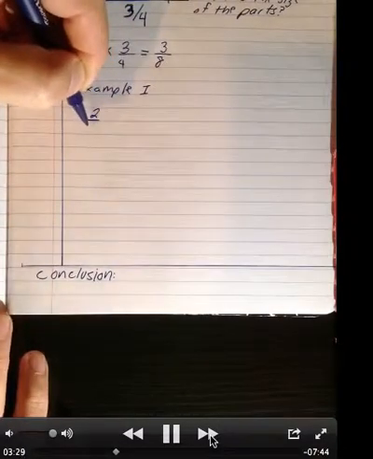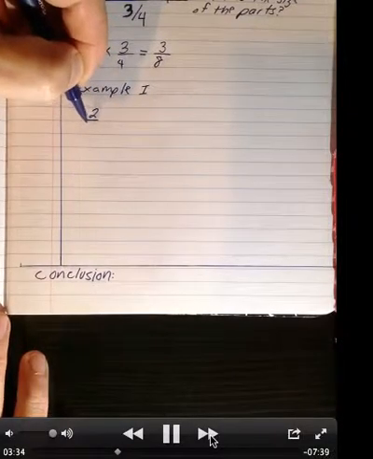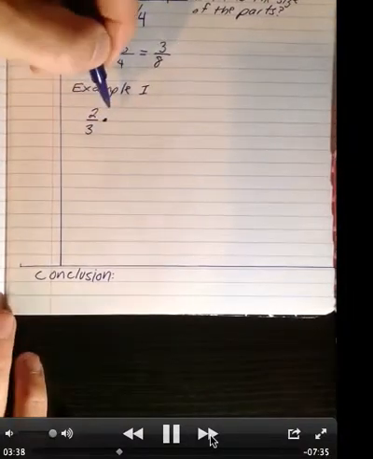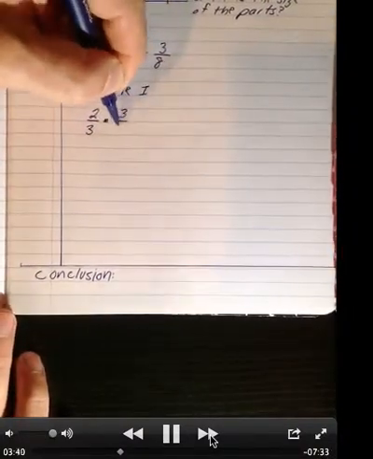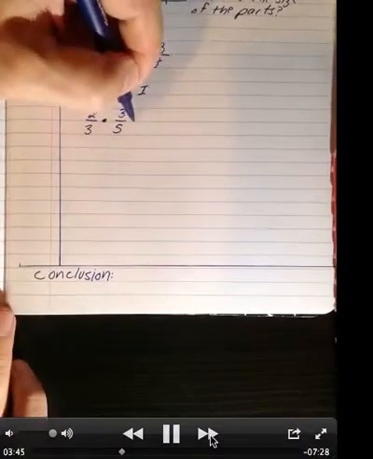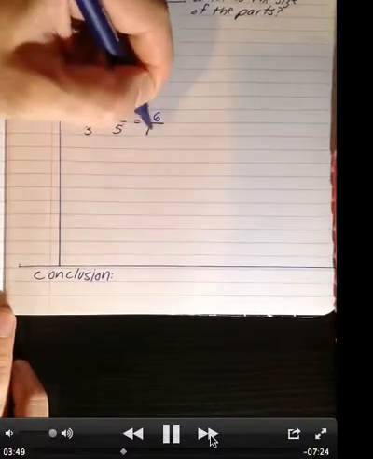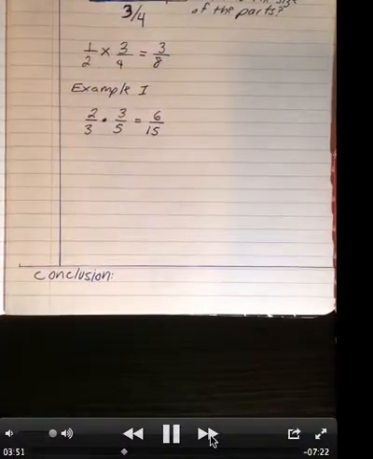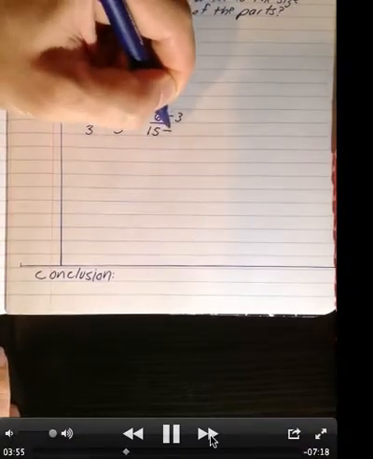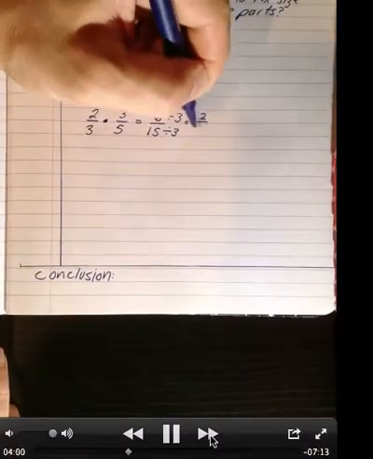Example 1 is 2/3 times 3/5. To multiply fractions, just multiply the numerator times the numerator and the denominator times the denominator. So that's 2 times 3 is 6, 3 times 5 is 15. We can simplify that to 2/5.